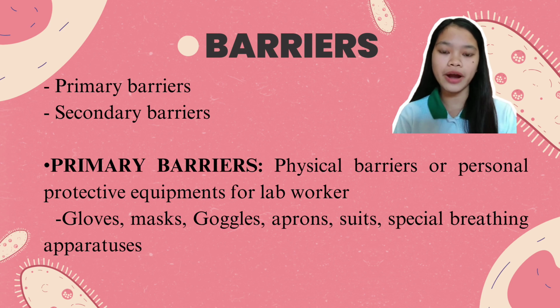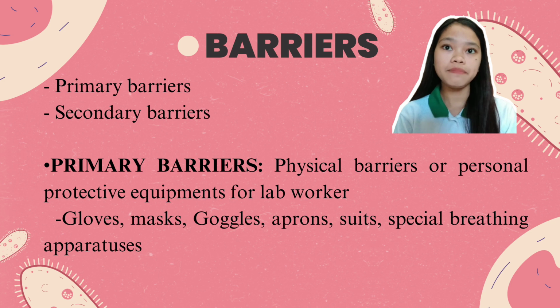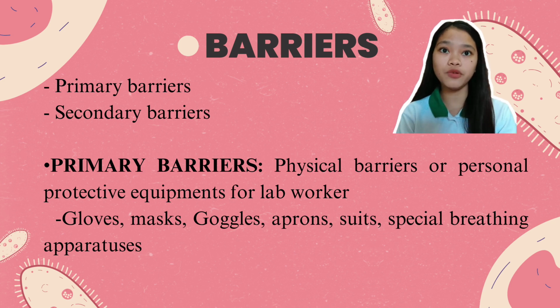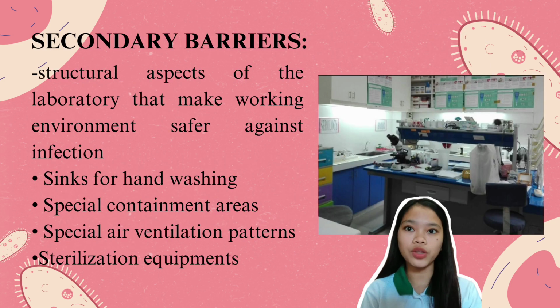So, there are two types of barriers, which are the primary and the secondary barriers. First, the primary: physical barriers are personal protective equipment for lab workers. Secondary barriers are structural aspects of the laboratory that make the working environment safer against infection.